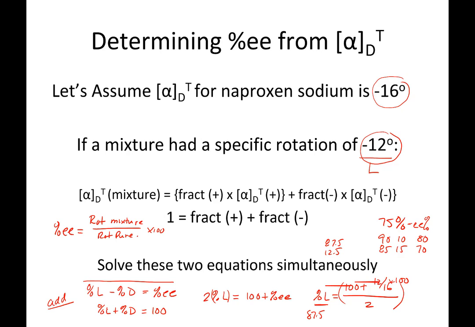So your book is going to ask you some questions like this. So you're always going to have two numbers. Yes. And whether it's D or L is dependent on the sign of the mixture. So if the mixture sign is negative, you're going to have more L than D. And vice versa.